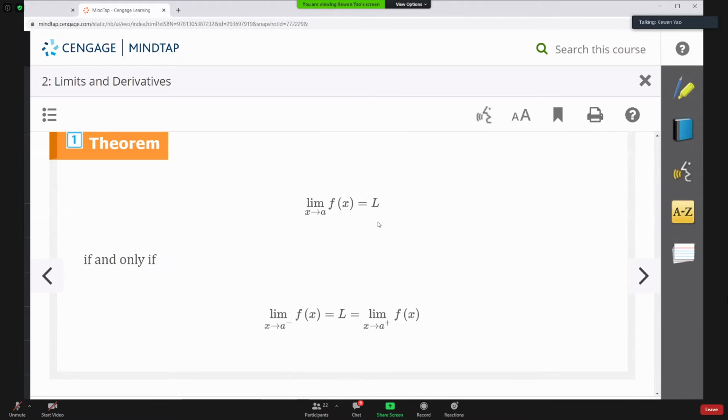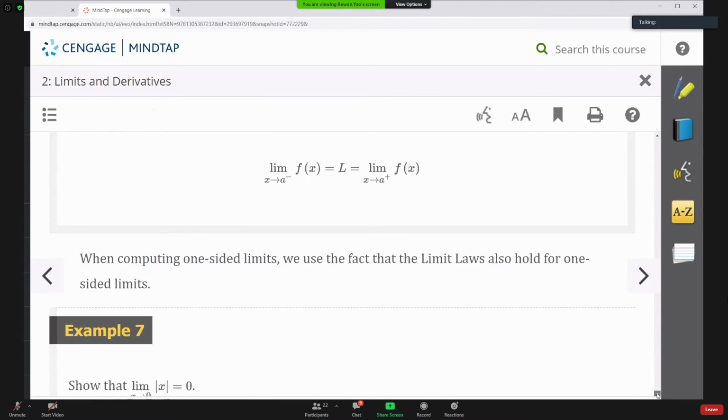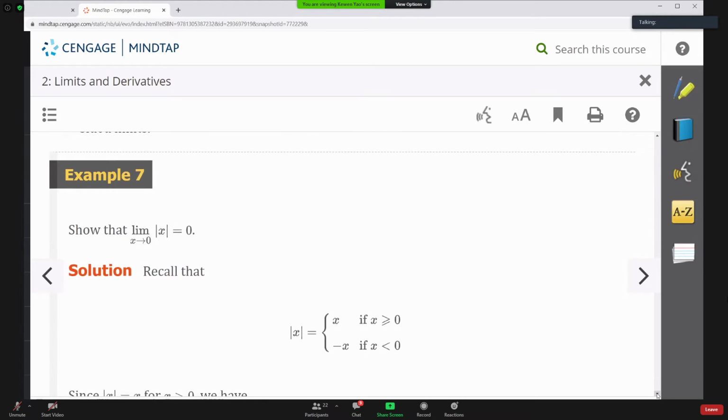Now we have learned this in the last section, right? This is the two-sided limit, this is the left limit and this is the right limit. The two-sided limit equals L if and only if the left limit and the right limit are both equal to L. This is what we learned in the last section, so there's nothing new here.